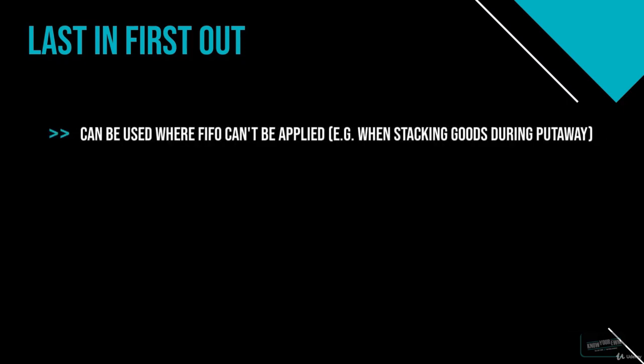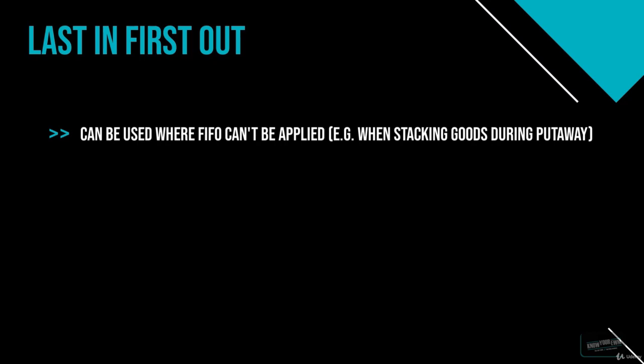Last in, first out. Some industries cannot operate a first in, first out principle based on the products that they store in their warehouse. As soon as you start to stack goods on top of each other during the put away process, a first in, first out rule would not make sense, since the warehouse worker would have to destack all the goods before eventually reaching the bottom product. And in this case, a last in, first out rule could make sense.